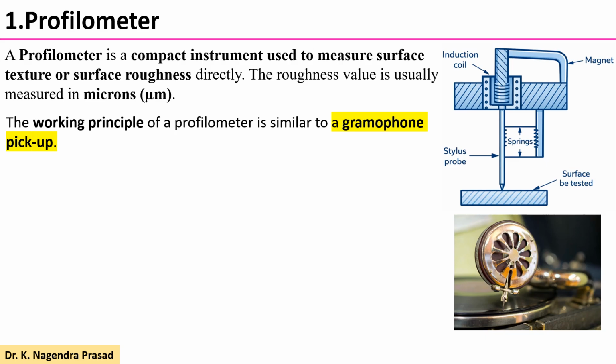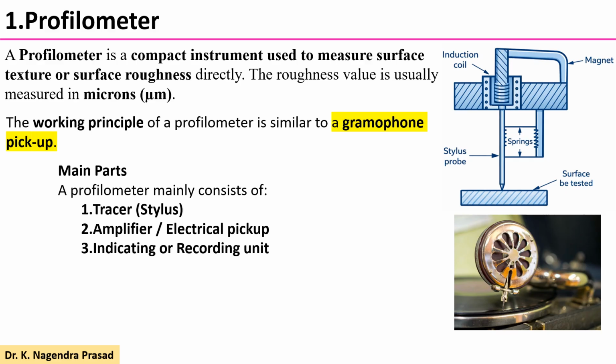A profilometer is a compact instrument used to measure the surface texture or surface roughness directly. This roughness value is usually measured in microns. The profilometer's working principle is similar to a gramophone pickup. Let's see the picture and observe the main parts of the profilometer. It consists of the stylus, called the tracer, second the amplifier or electrical pickup, and third the indicating or recording unit.